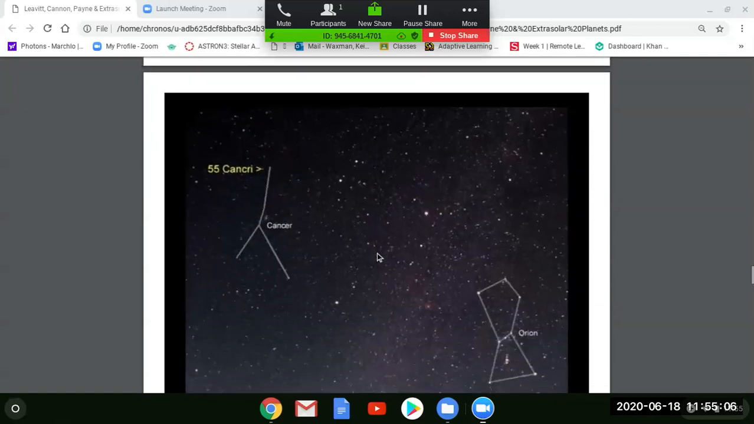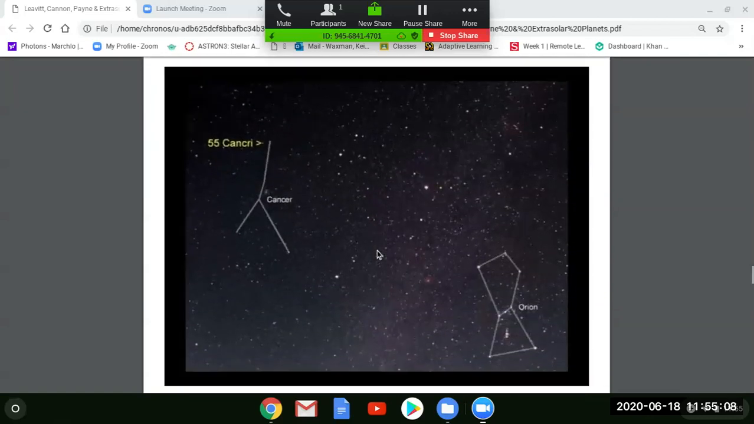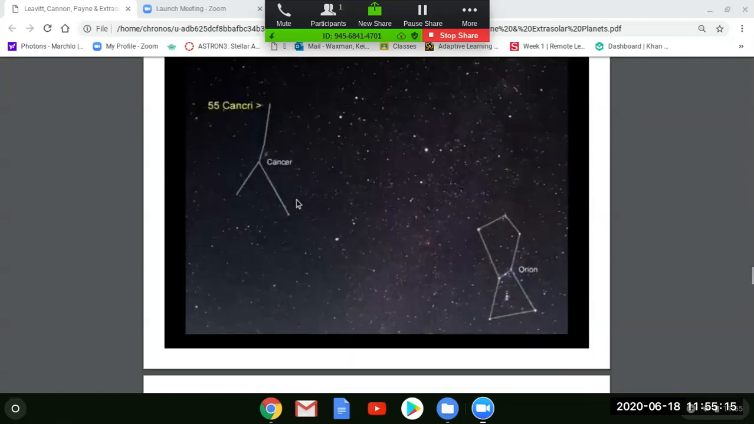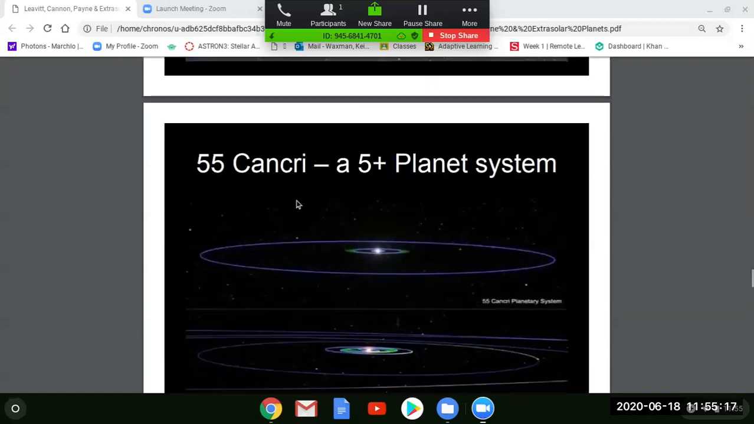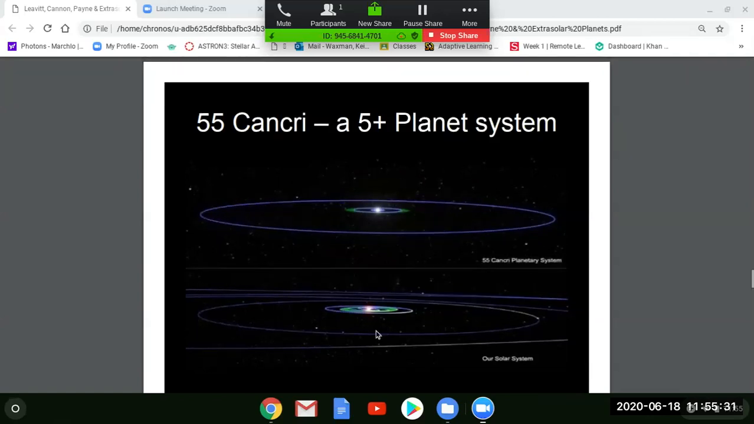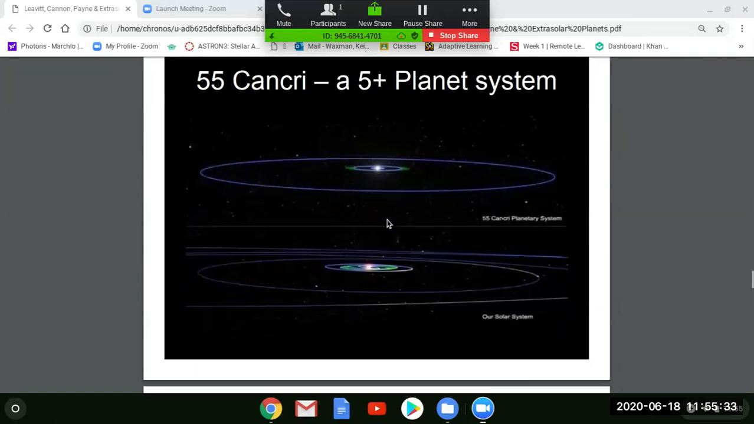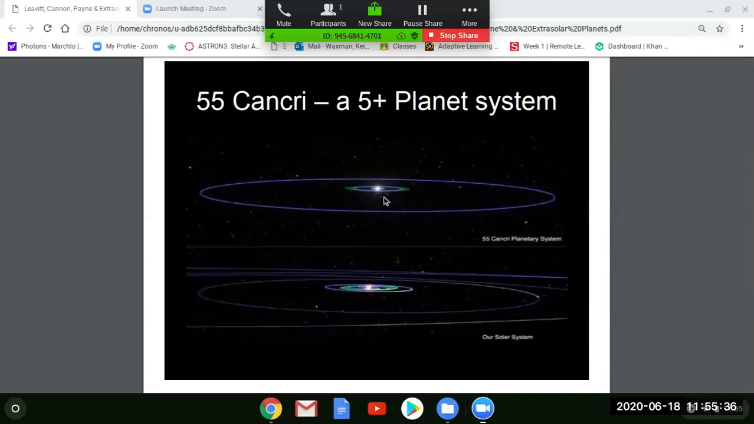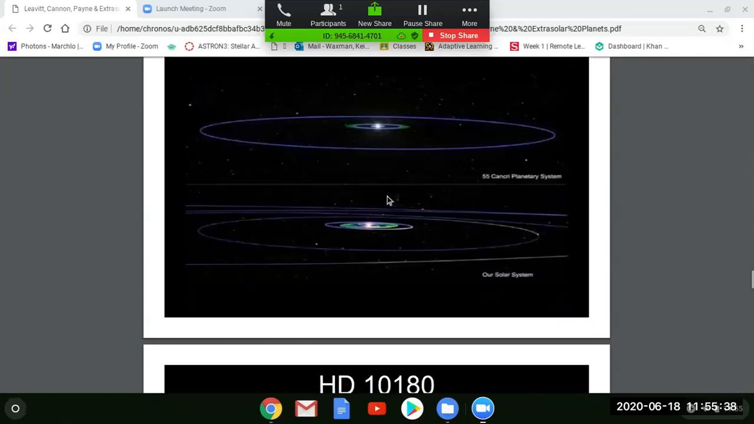Now, look at this. Here's a system in Cancer, the Crab, 55 Cancri. There is a star there, and what's orbiting it is 5 planets based on the wobble of the star 55 Cancri, which is a star in Cancer. There are perturbations in this wobble. You can figure out if there's more than one planet there. So look at this. Here's our system. It represents our system. This is the 5-planet system. So we're finding multiple planets going around other stars.